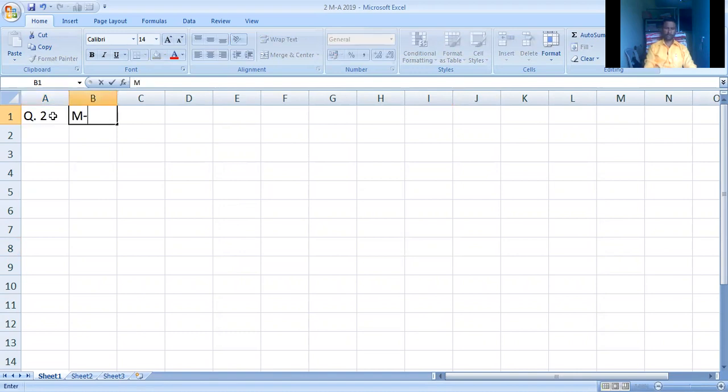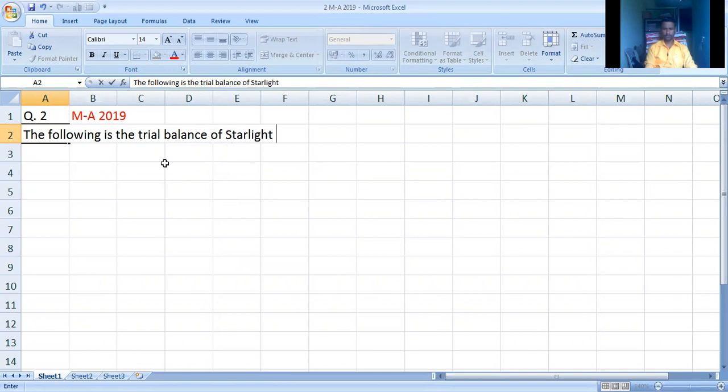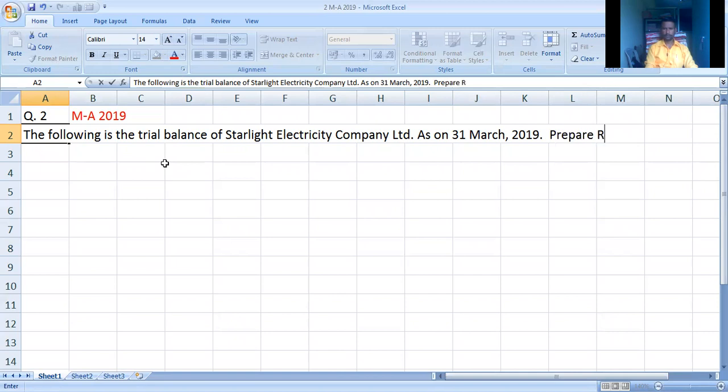This question was asked in the examination March-April 2019 of Swami Ramanand Tirth Marathwada University, Nanded. The following is the trial balance of Starlight Electricity Company Limited as on 31st March 2019 with their revenue account.